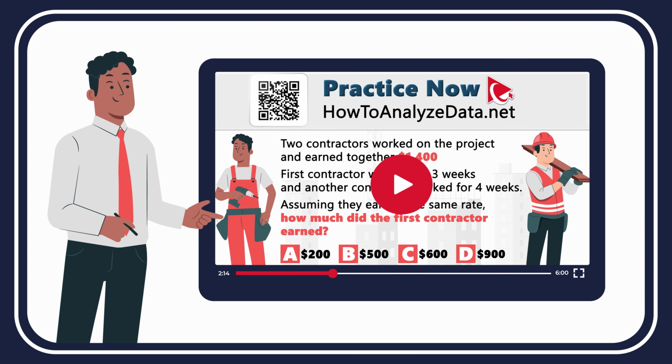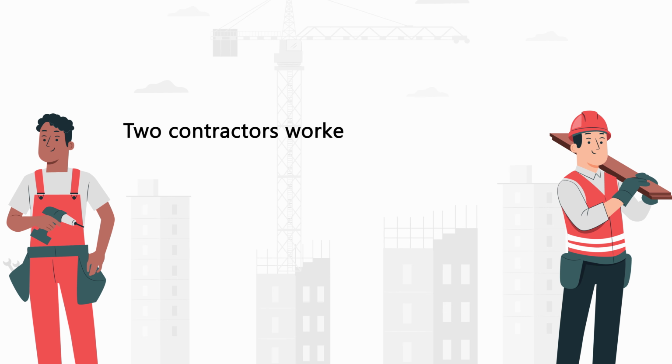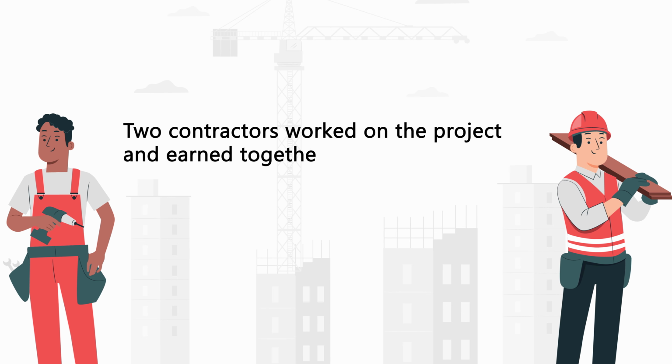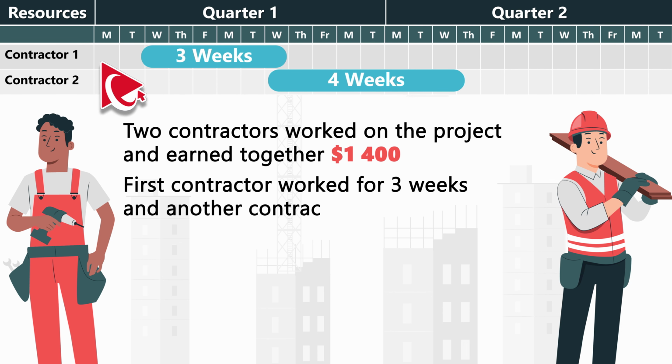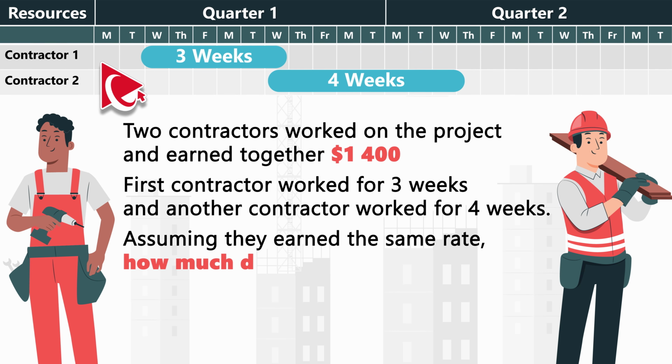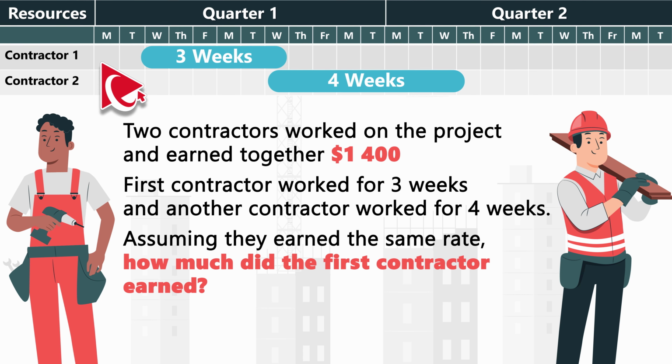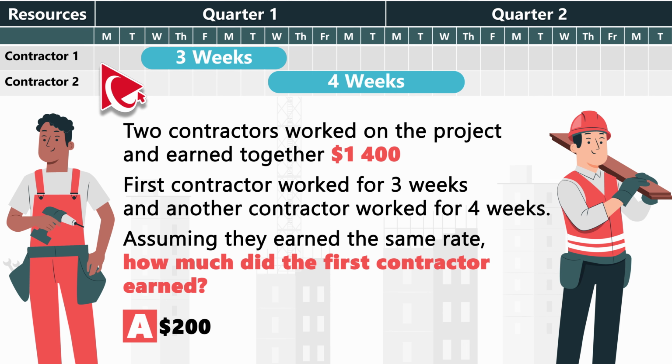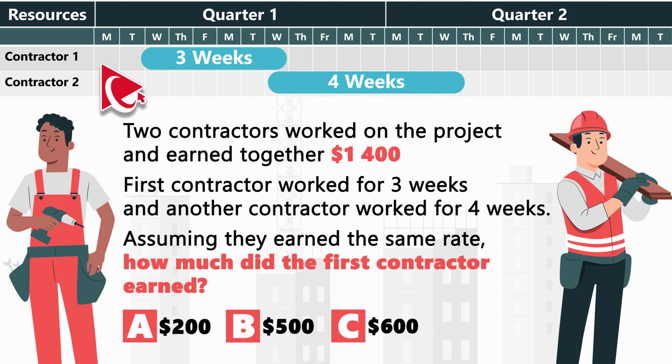But I simplified it a little bit. There are only 2 contractors here. So, 2 contractors worked on the project and earned together $1,400. First contractor worked for 3 weeks, and another contractor worked for 4 weeks. Assuming they've earned the same rate, how much did the first contractor earn? You need to calculate and select the answer out of 4 possible choices. Choice A, $200, choice B, $500, choice C, $600, and last but not least, choice D, $900.